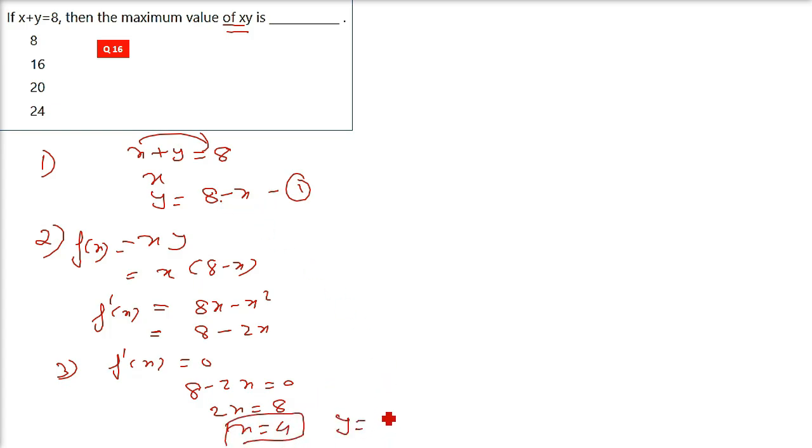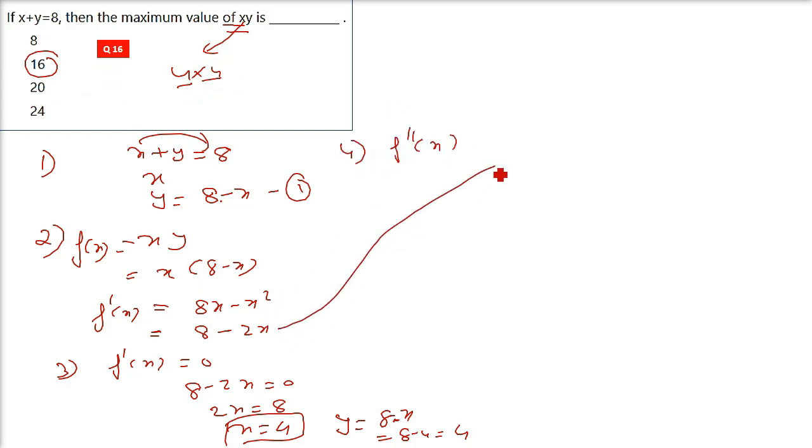Y will be equal to 8 minus x. So now just take this x as 4. Y will be 8 minus 4. Y is 4. X is 4 and y is 4. So this 4 and 4 multiplied, that is, we have to find out the maximum value of x into y. 4 4s are 16. Now this is enough when you are doing this as a multiple choice question.